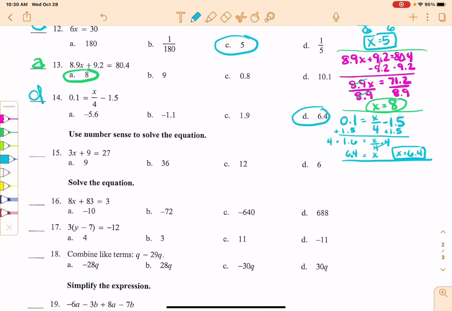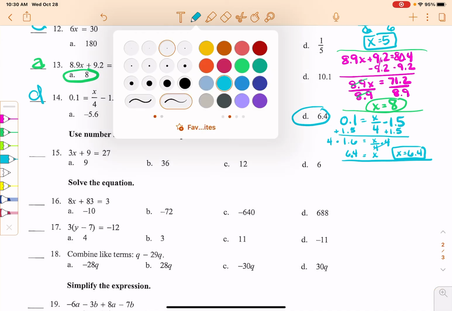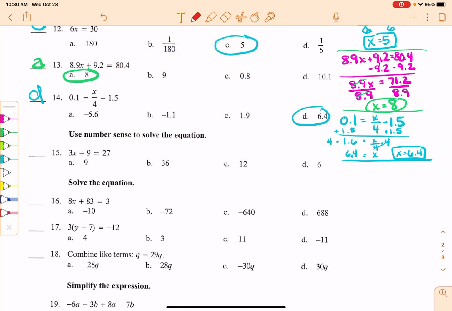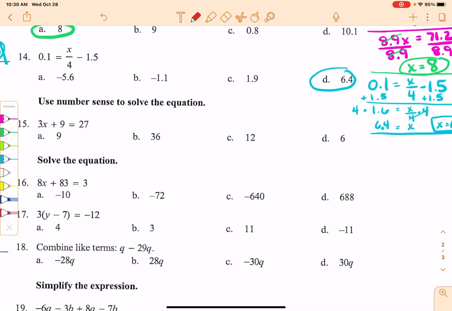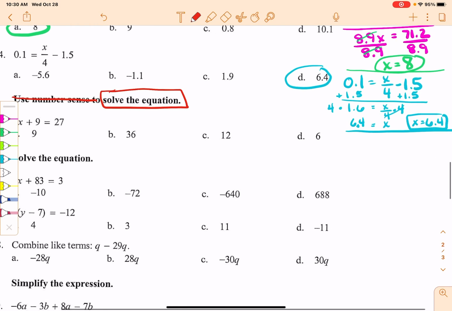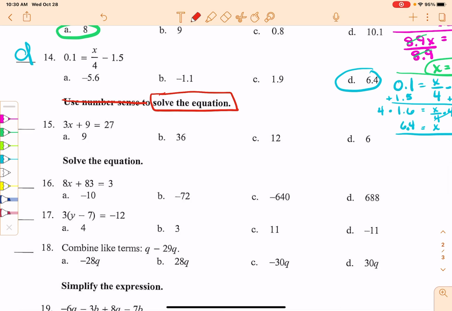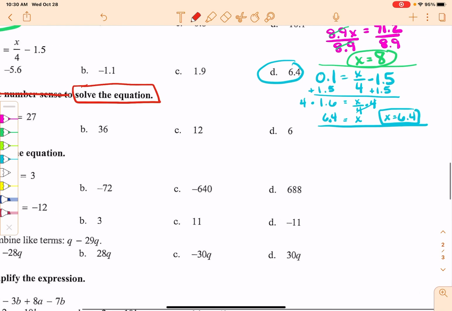Okay, so 3 more equation ones. And then we're going to move to combining like terms. So this says, again, use number sense to solve the equation. I'm not really worried about this one. I'm just worried about you solving the equation. So I have 3x plus 9 equals 27. So I'm going to move that over here.